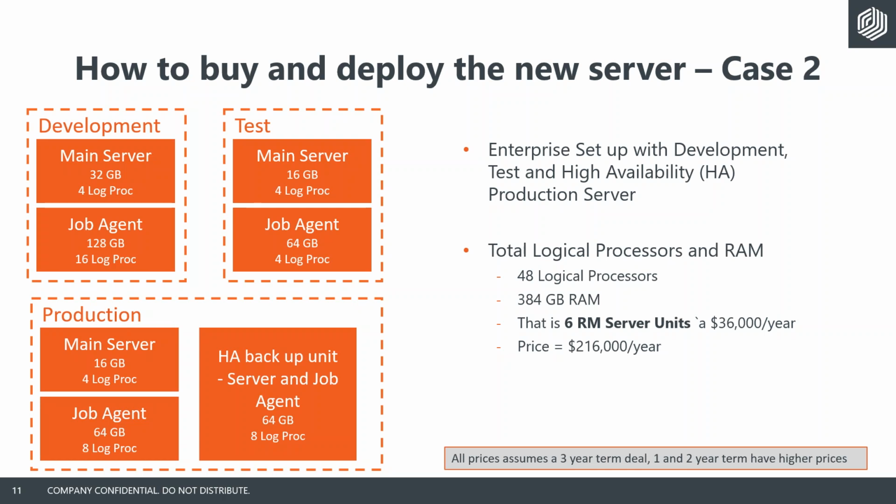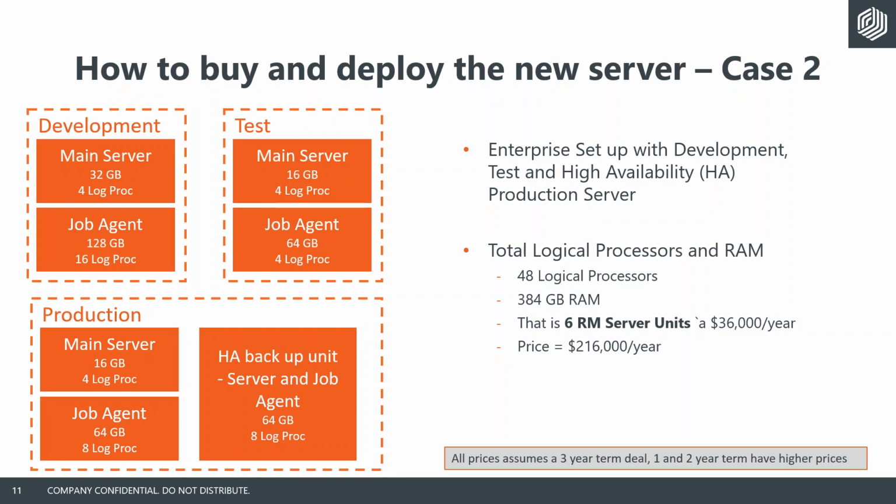Another situation might be to set up some development, test, and production environments. And in this case, an HA or high availability backup unit is set up in the production configuration. So I would go through here, calculate my total required RAM and number of processors. In this case, then 48 processors and 384 gigabytes of RAM. Well, that would then equal 6 of these RapidMiner server units. And then you can do the rest of the calculation there.